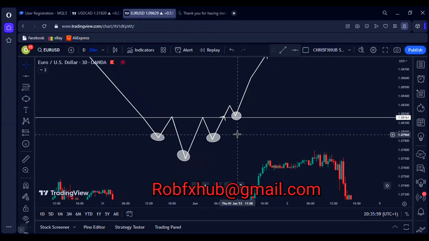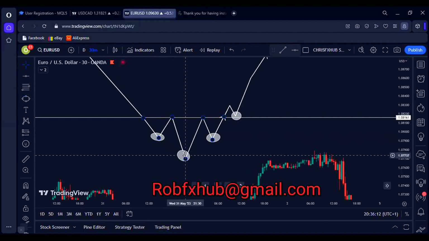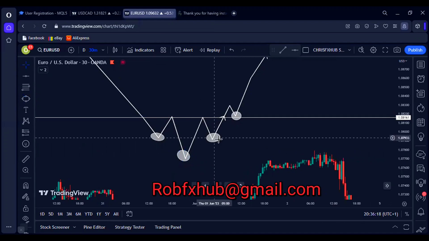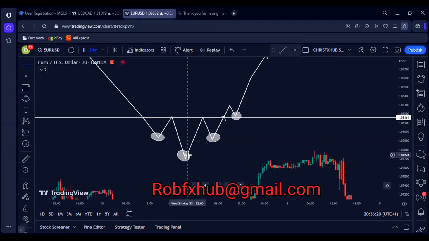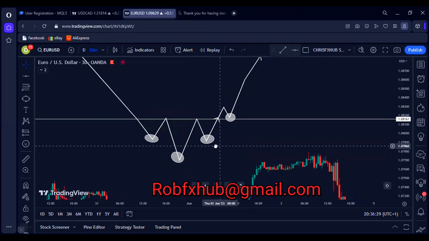Now, this is the reason. If you enter here, there's no logical place for you to put your stop loss. Yes, if you enter here, this is a logical place to put your stop loss. But I'll tell you the reason why you shouldn't enter, even though this is a very nice place to put your stop loss. The reason is this.